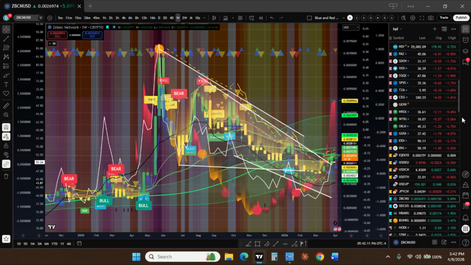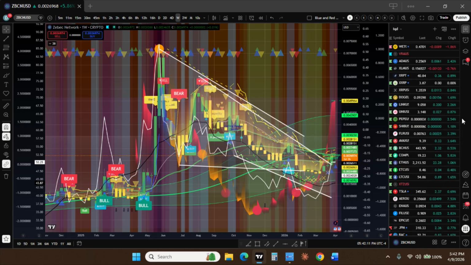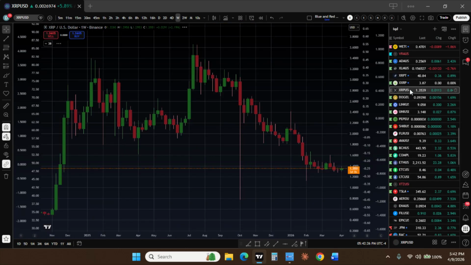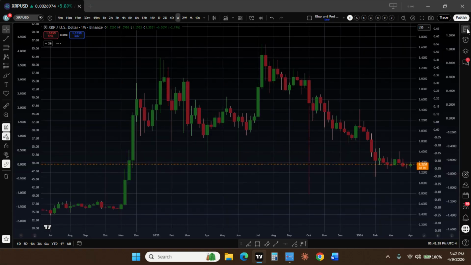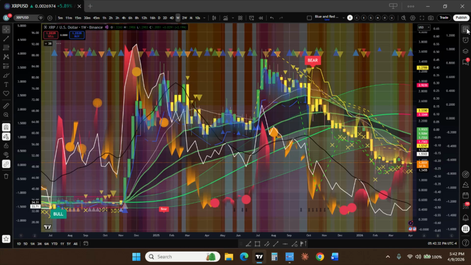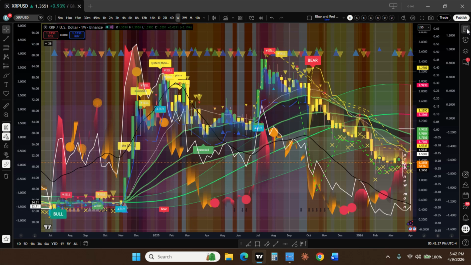XRP on a 1-week chart. The candles will be painted. Green is an uptrend. Yellow is a downtrend. And we always oscillate between yellow and green. Green, uptrend, yellow, downtrend. Bear, yes. Waiting on some buys. Waiting on some bull indicators to pop off.